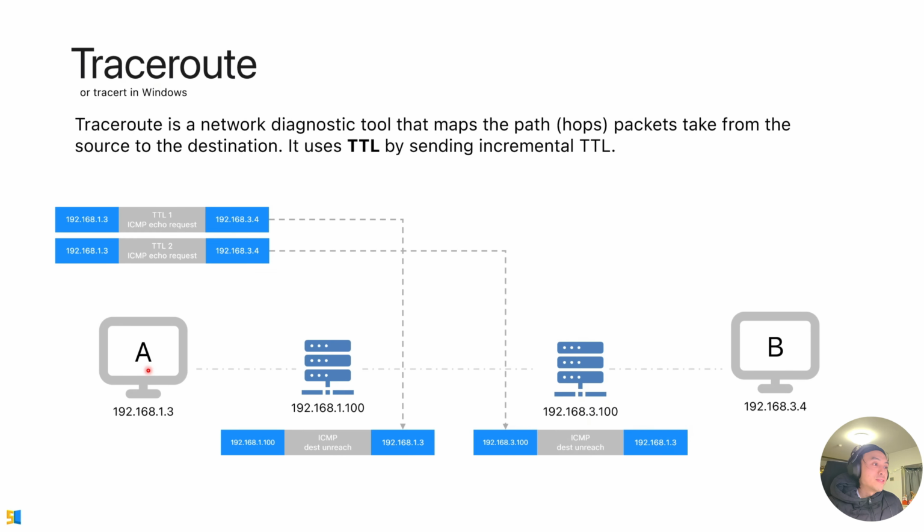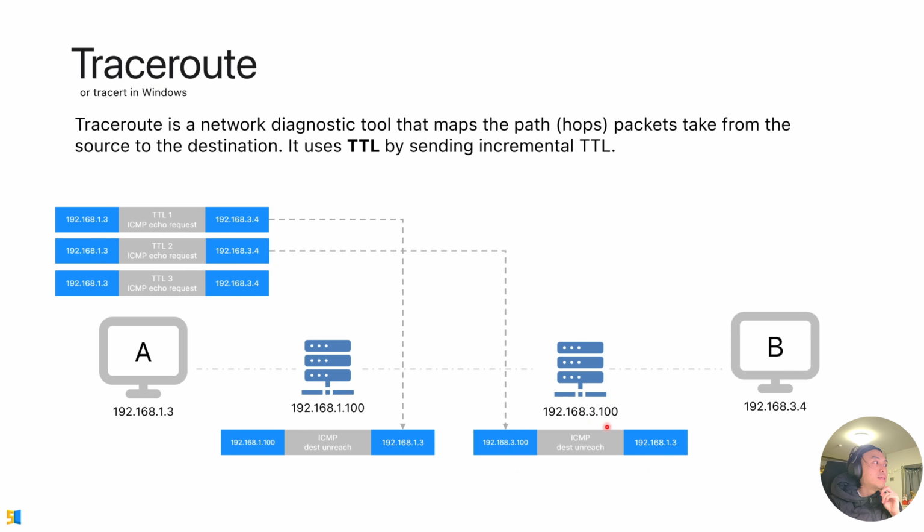It will be received by this router. The TTL will be decreased by 1 and then forwarded to the next router, to this router. The TTL will get to 0, so this router will send back a message to A. And A will receive that message. It knows that there is a router with an IP address along the way.